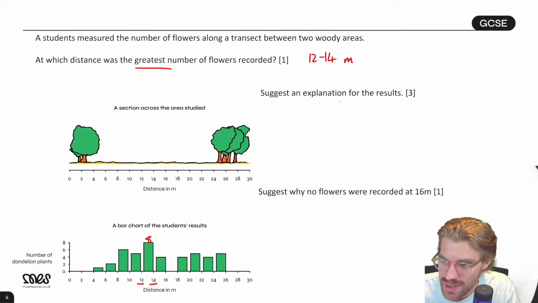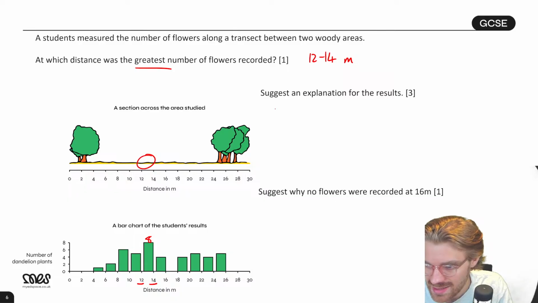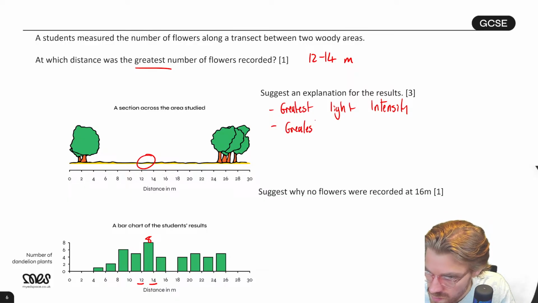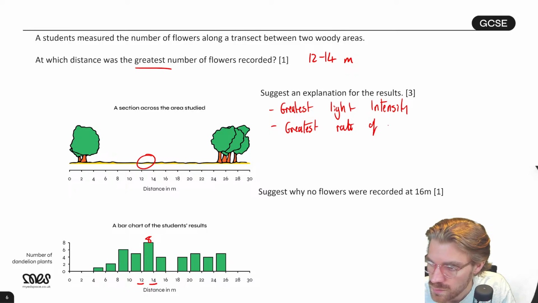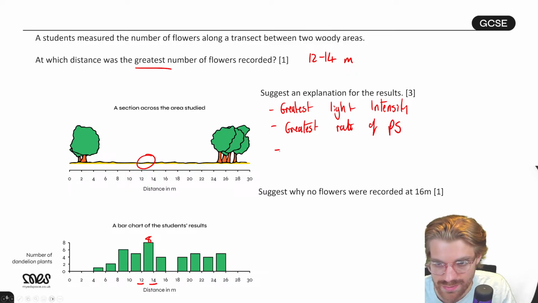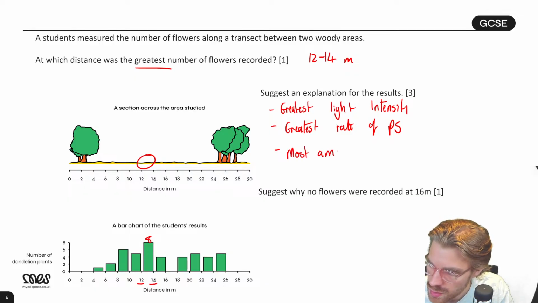Then suggest an explanation for the results here. Well, between 12 and 14 meters, there's going to be the highest light intensity. There's the least amount of shade, so the greatest light intensity. And with having the greatest light intensity, this means that there's going to be the greatest rate of photosynthesis. And if we've got the greatest rate of photosynthesis, this means there's going to be the largest amount of growth of flowers.